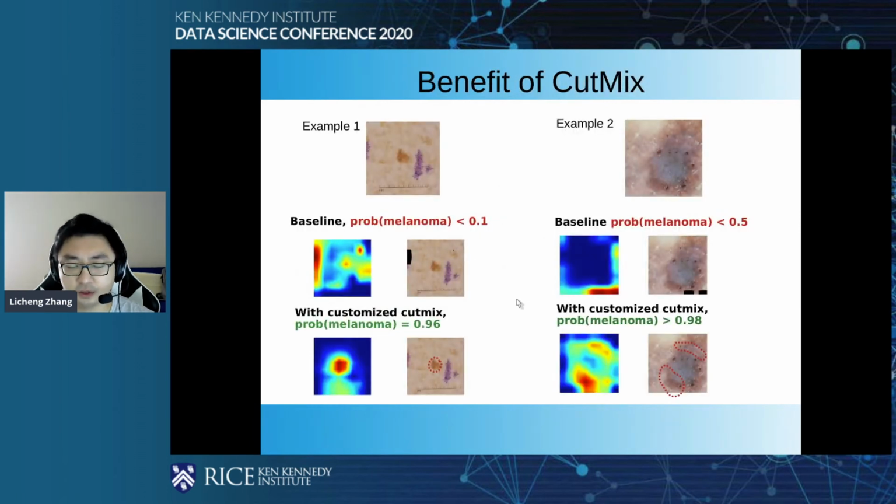And trying to validate this method, we apply Grad-CAM again to the model that we retrained. And you can see it can capture regions that make more sense than the baseline. And the prediction is more accurate. And the region is making more sense around this melanoma region here.